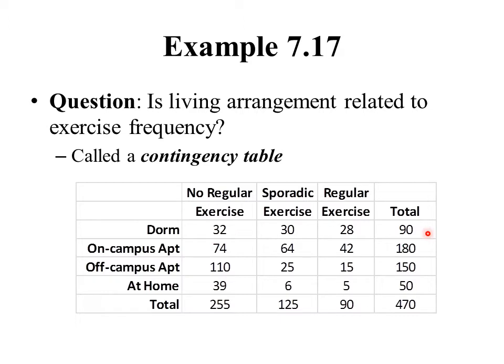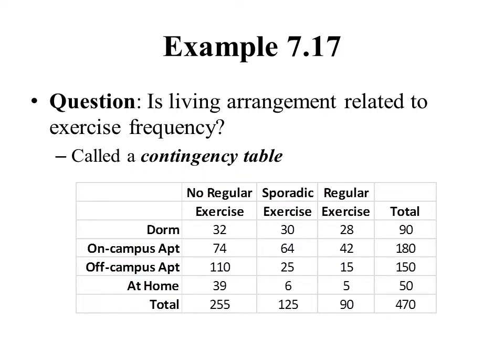And so we had a total of 90 students who live in a dorm, a total of 180 who live on campus, 150 live off campus, and then 50 live at home. We had 255 that do not exercise regularly, 125 exercise sporadically, and then 90 regularly. We have 23 who live in a dorm and who do not regularly exercise. We have, for instance, 25 that live off campus and exercise sporadically, and so on and so forth. So this table here summarizes our results, and this table is what's called a contingency table.